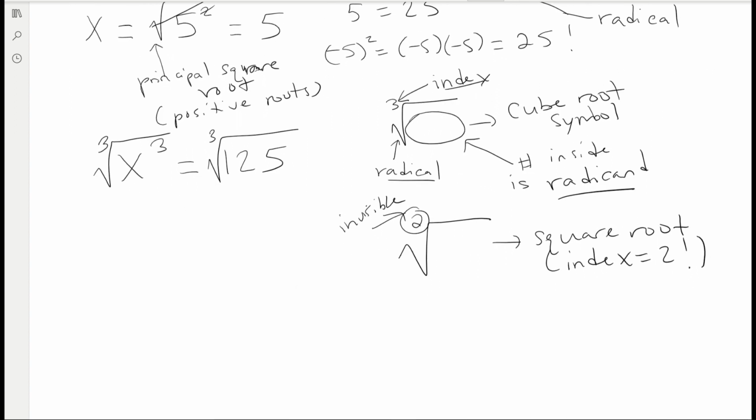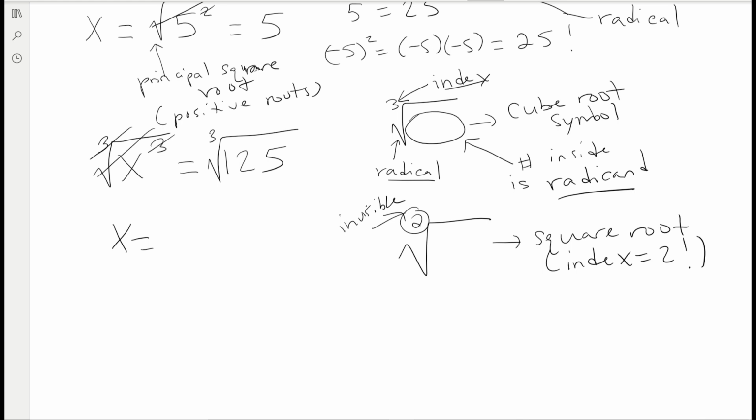So then let's go back to the problem at hand. Now that these 3's match, we can cancel them out. And basically the entire radical cancels out, leaving you with simply x equals the cube root of 125. So we need a number that when we multiply by itself 3 times gives us 125.